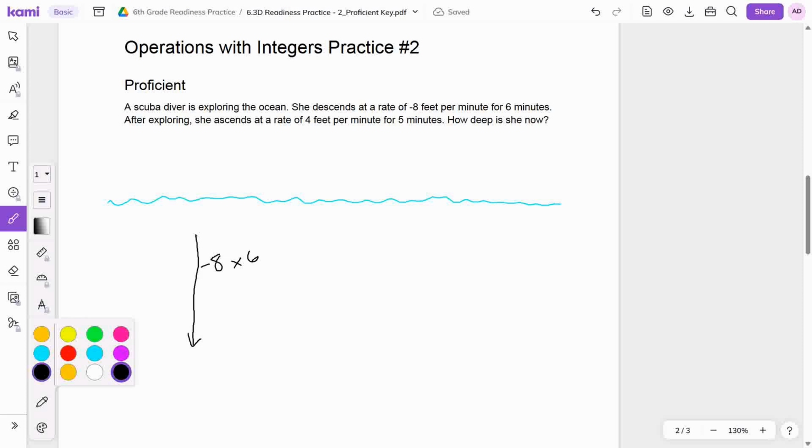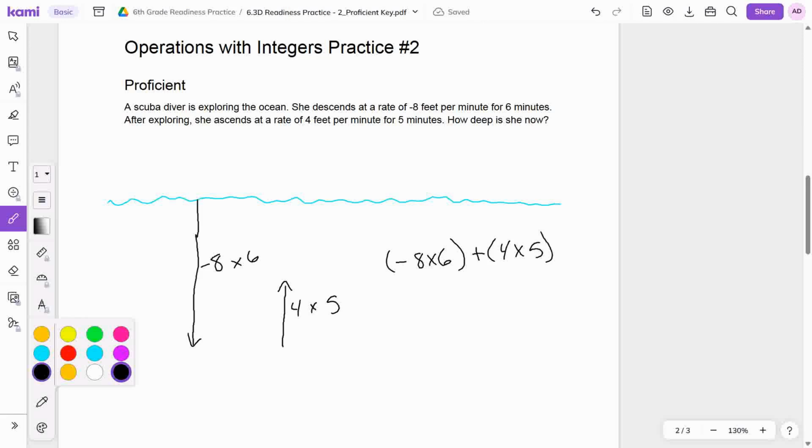Then she's going to ascend. That means to rise back up at a rate of 4 feet per minute, a little bit slower, for 5 minutes. So we're going to go back up, a little bit slower, and not for as long. So I don't think she's going to reach her starting position. We're going to assume that she's starting at 0. So this is what we have. We've got a negative 8 times 6, and then we're going to add to that a 4 times 5. The parentheses aren't necessarily needed. They just show the two different operations we're doing there.